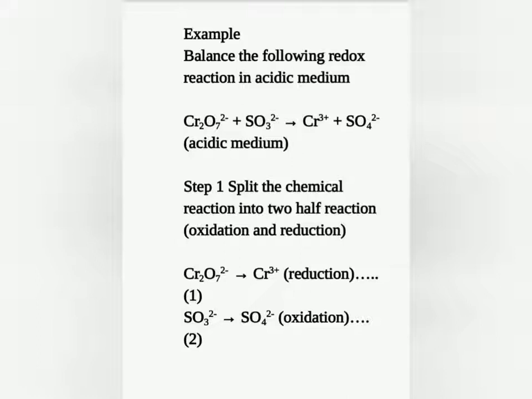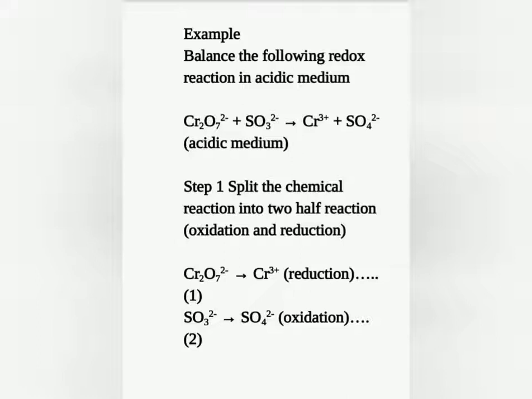If you do not know whether it is oxidation or reduction, what you will do is this: on the left hand side chromium is there in Cr2O7 2-, and on the right hand side chromium is there as Cr3+. So the first equation will be Cr2O7 2- gives Cr3+. The second equation will contain sulfur on both sides, so SO3 2- will be giving SO4 2-. This is the first simple method and the first step.